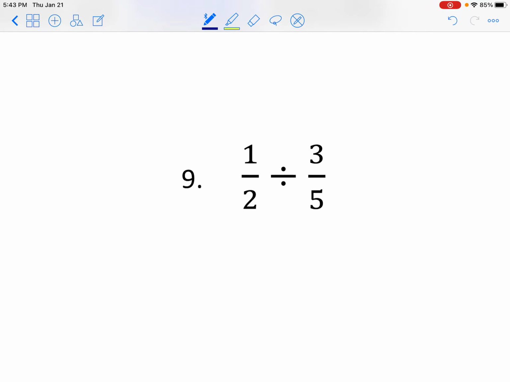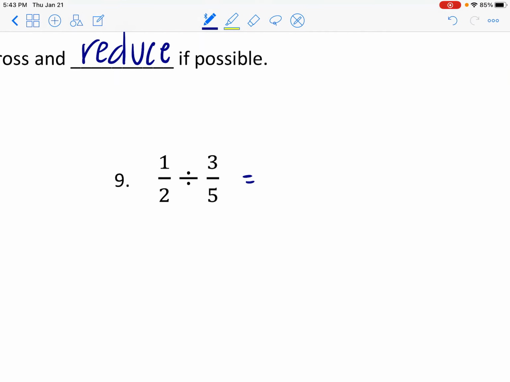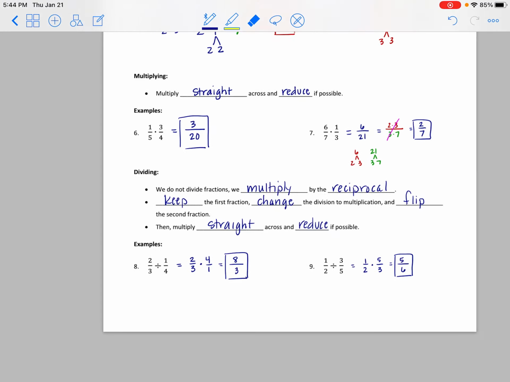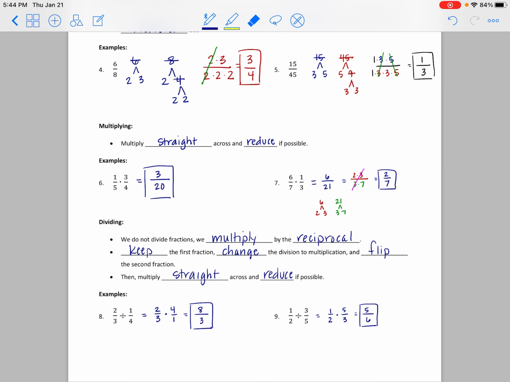And then here, same thing. We are going to keep the first fraction, a half. We're going to change the division to multiplication. We're going to flip that second fraction so it becomes 5/3. Multiply straight across the top to make 5, straight across the bottom to make 6. Nothing in common with 5 and 6, and that's going to be our simplified form. Okay, so multiplying, dividing, not so bad because it doesn't require anything fancy like a common denominator.